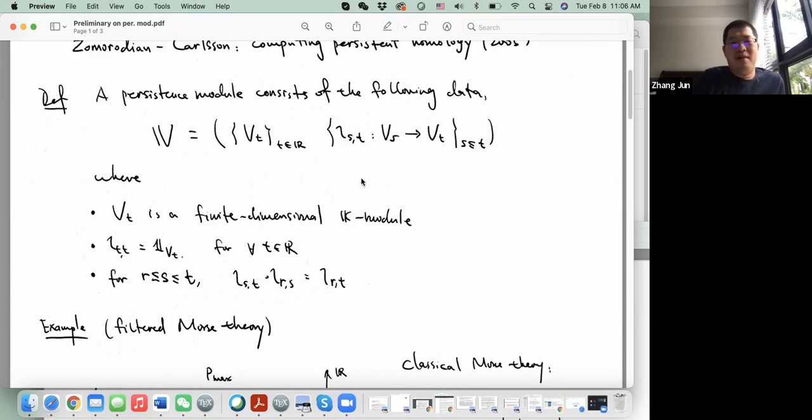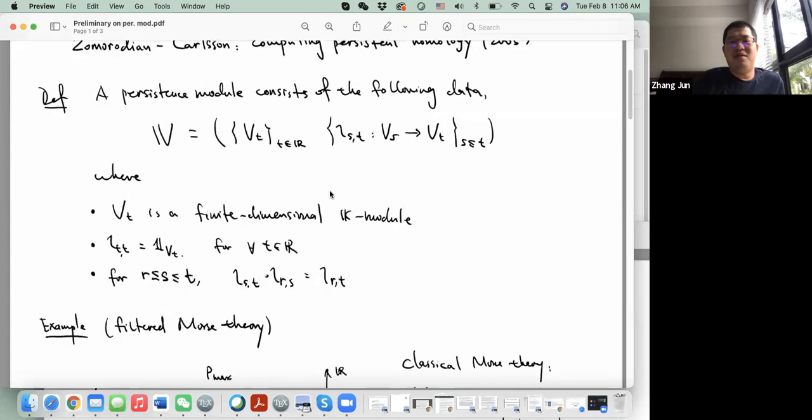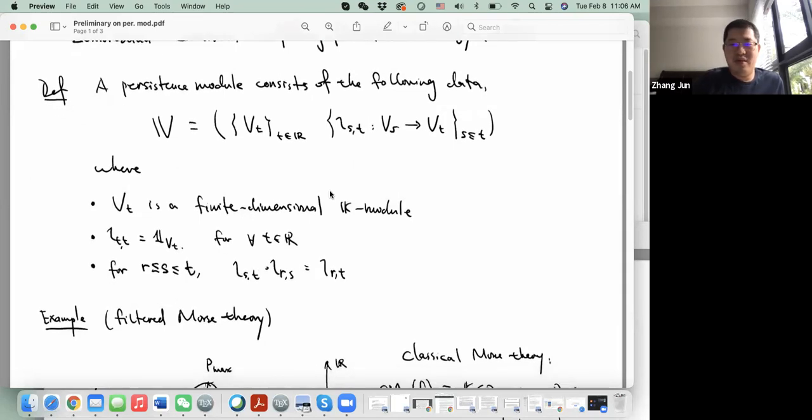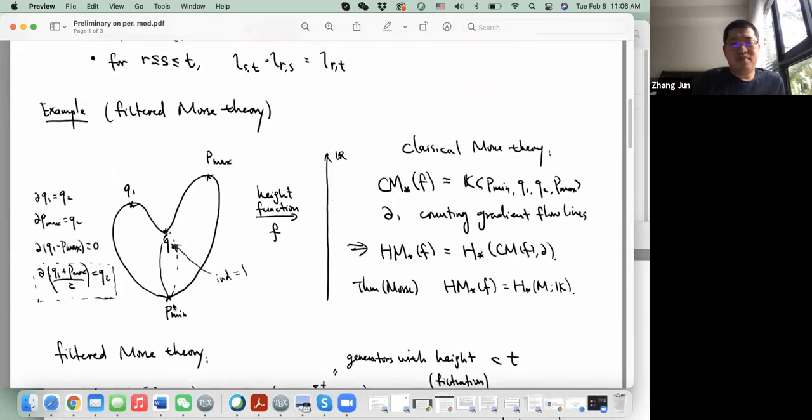And I think when you see this definition, everyone talks about it through an example, and this example is called filtered Morse theory. On the left of this window is an S2, and you have 4 critical points: P minimum, P maximum, and Q1, Q2. In particular, Q2 has index 1. And you have a height function from this S2 to the real line. So you can talk about the height of all the critical points.